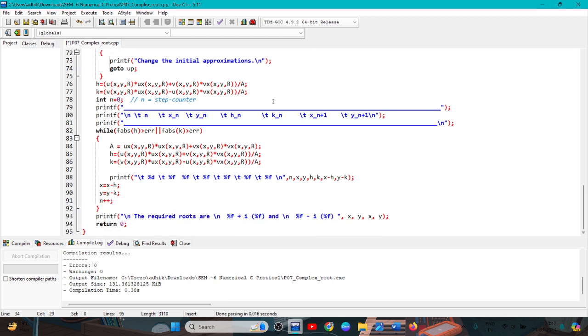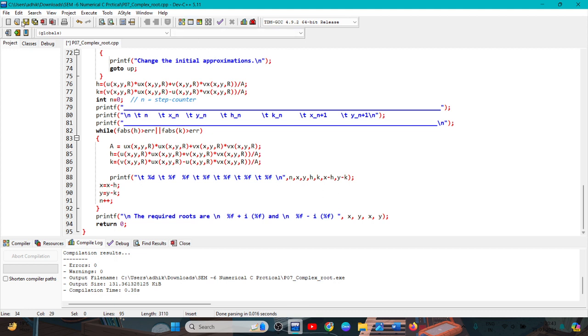And then print n, x, y, h, k, x minus h, y minus k. The new x equals old x minus h, and the new y equals old y minus k. Increment the step, n equals n plus 1, that is n++. Print the required roots as x plus iy and x minus iy, return 0, and end the program.